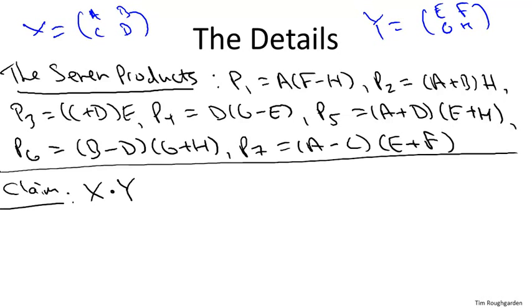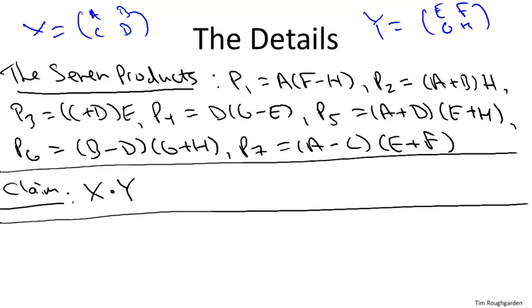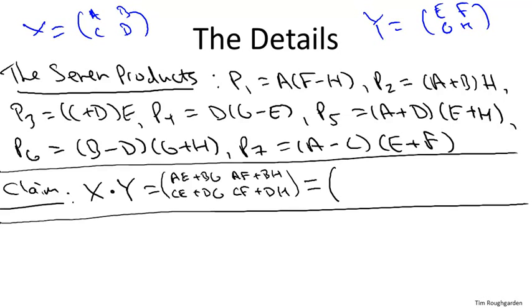So X times Y, you'll recall we expanded in terms of the blocks. So we previously computed this to be AE plus BG in the upper left corner, and then similarly expressions for the upper right, lower left, and lower right blocks. So this we already know. So the content of the claim is that these 4 blocks also arise from the 7 products in the following way. So the claim here is that these 2 different expressions for X times Y are exactly the same, and they're the same block by block.